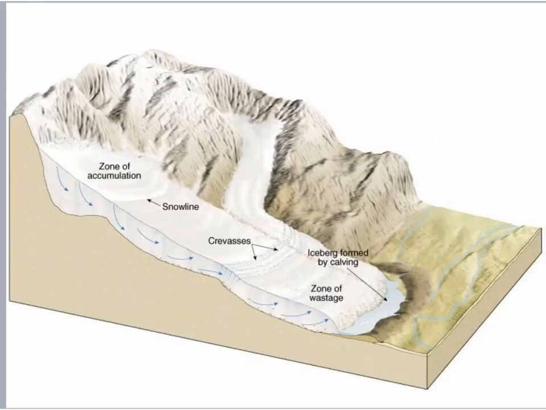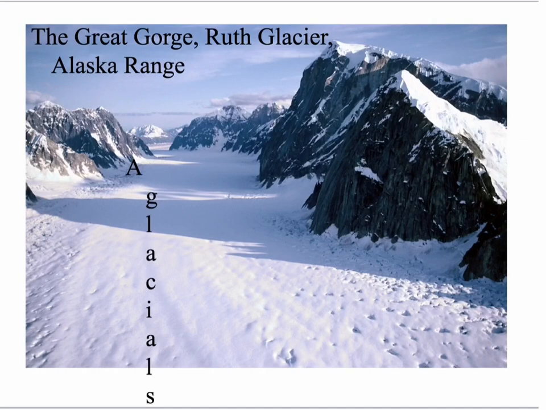Here's just a diagram of the idea of a moving glacier. Up here you have the zone of accumulation. That's where a lot of the snow is going to happen. It's going to grow, and as it grows, it's going to be pushed down through the force of gravity coming down out of the mountains, and it's going to carve and move material. Sorry about the formatting on this. This should say a glacial stream here.